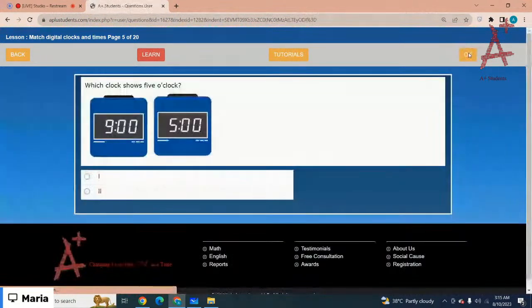Be careful, you just have to look at the clocks carefully. You have to select the one that shows the required time. Like for this one, which clock shows 5 o'clock? So which is the correct option? You are given two options. 5 o'clock means you just have to represent 5 using the hour hand. So the second one is the 5 o'clock.